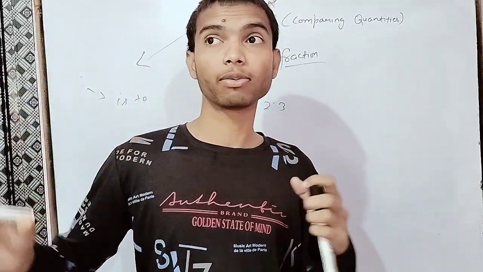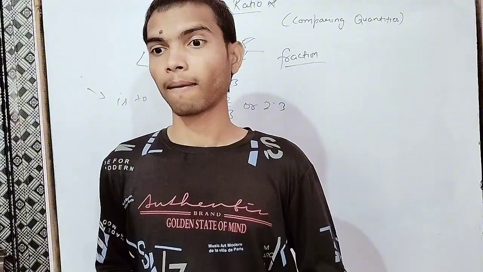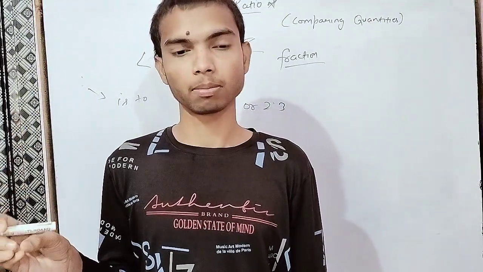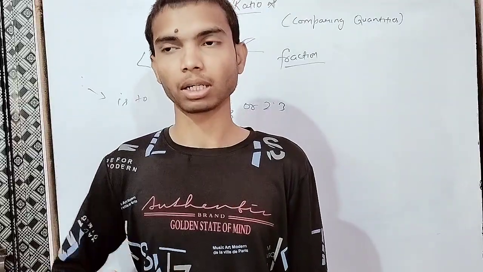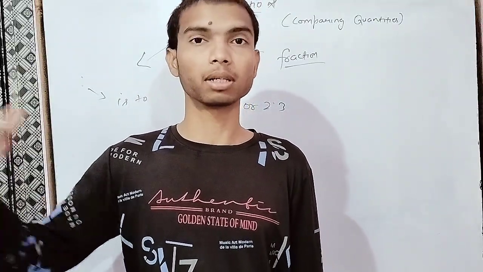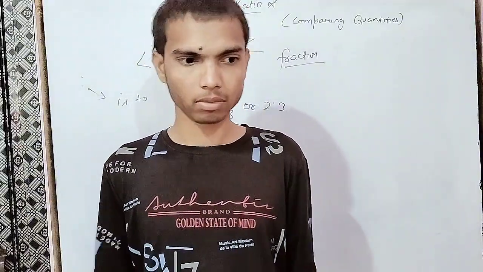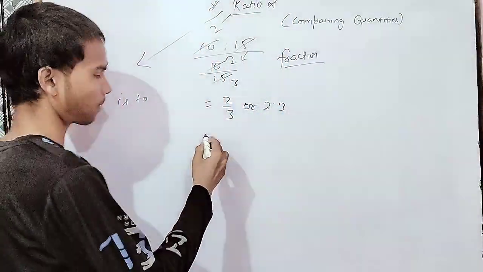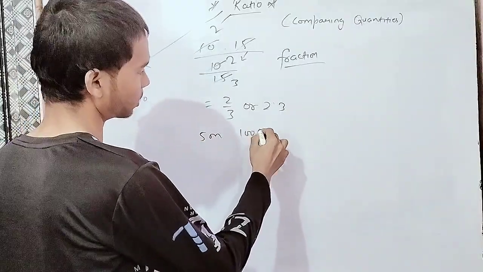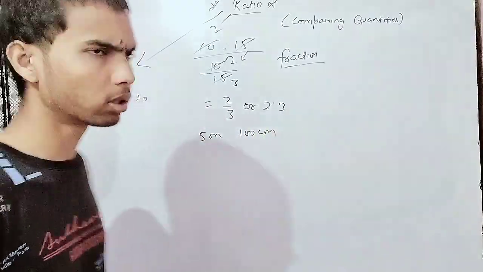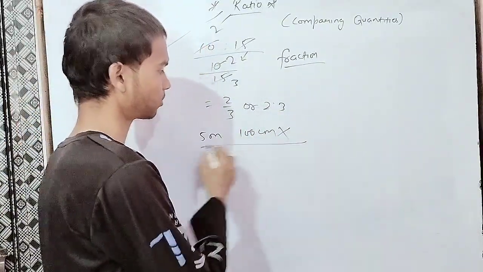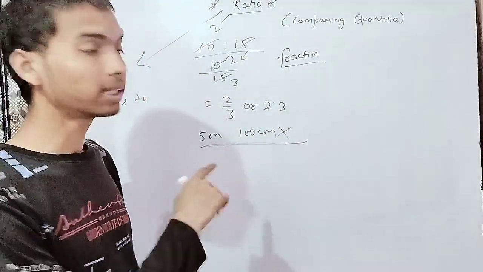What if someone asks how much per liter milk? How much is a liter of milk per liter? You would say. Here we have been given a ratio, 5 meter is to 100 centimeter. Here you can't say that this is a ratio. No, this is not a ratio. We have to make it a ratio.